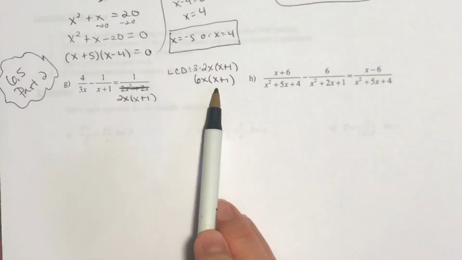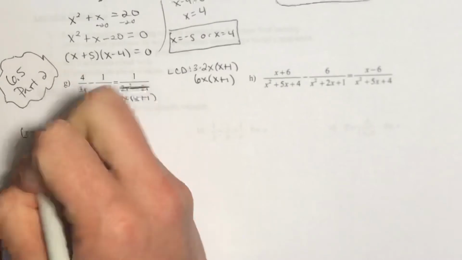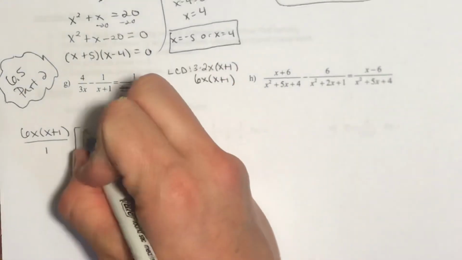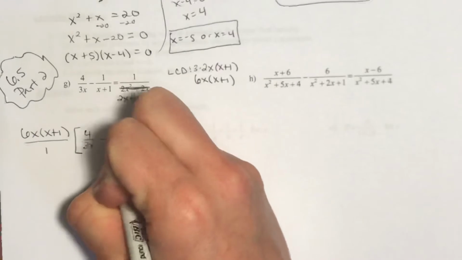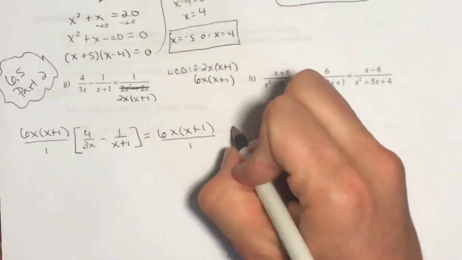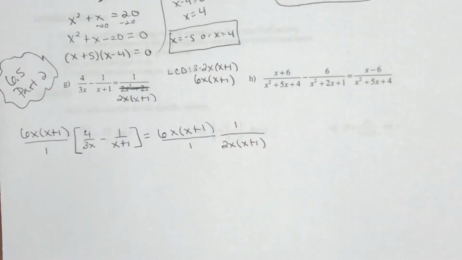So I will multiply 6x times x plus 1 to both sides of the equation. 6x times x plus 1 times the left side, 4 over 3x minus 1 over x plus 1, is equal to 6x times x plus 1 times 1 over 2x times x plus 1.